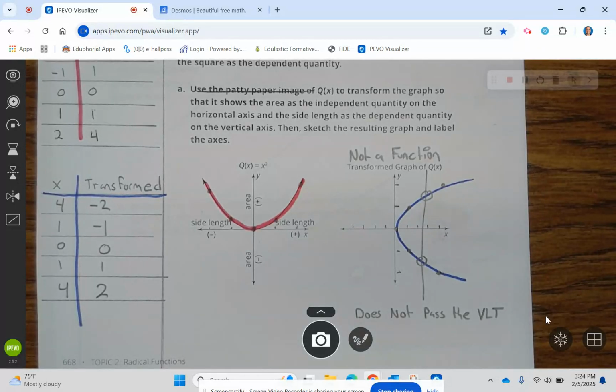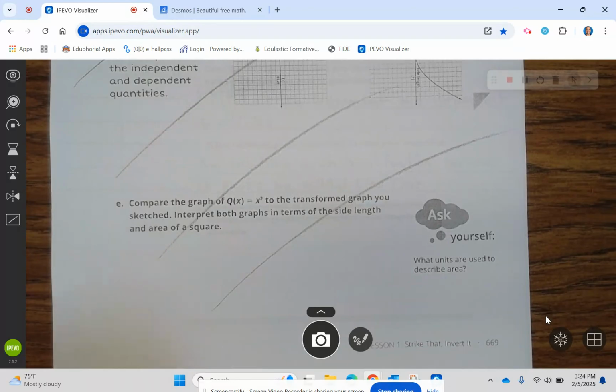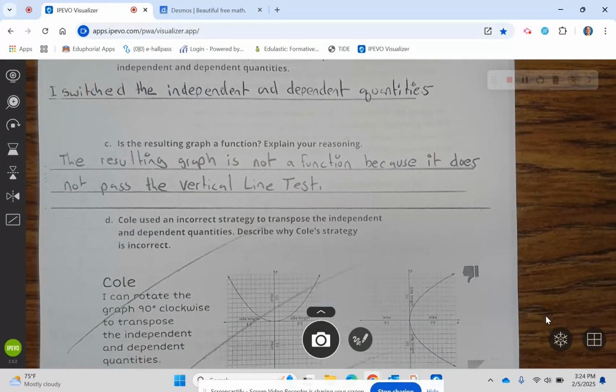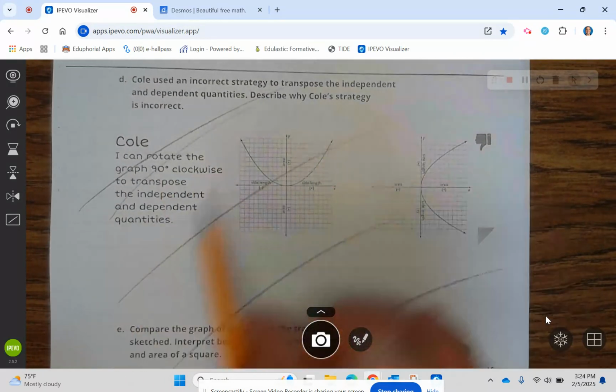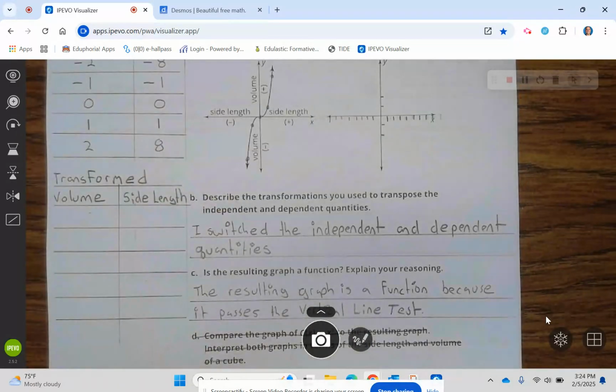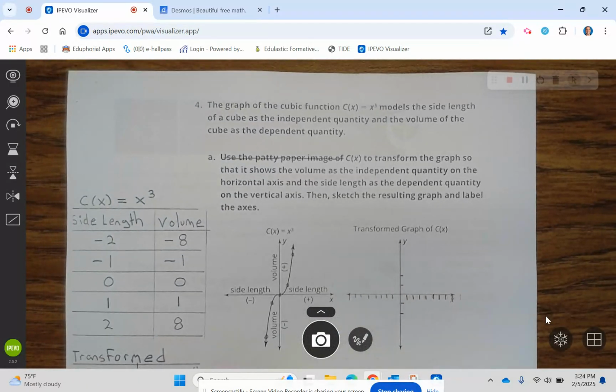All right, go ahead and finish it up. All right, let's take a look at the next page. Go ahead and mark out D. 4. The graph of the cubic function C of x equals x cubed models the side length of a cube as the independent quantity and the volume of the cube as the dependent quantity. A. Use C of x to transform the graph so that it shows the volume as the independent quantity on the horizontal axis and the side length as the dependent quantity on the vertical axis. Then sketch the resulting graph and label the axes.